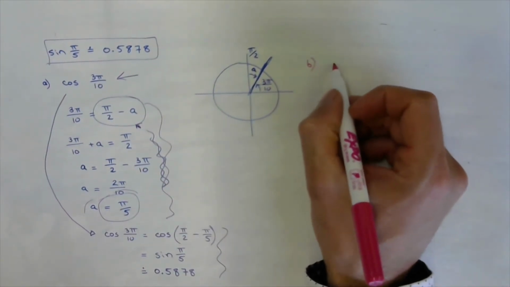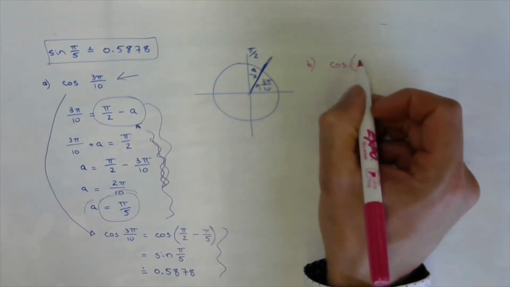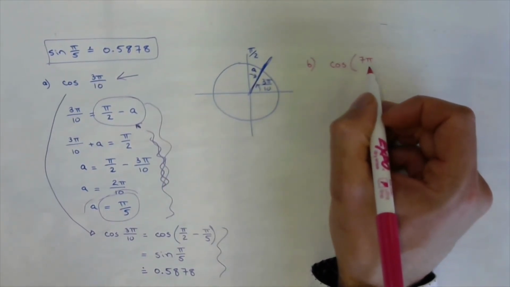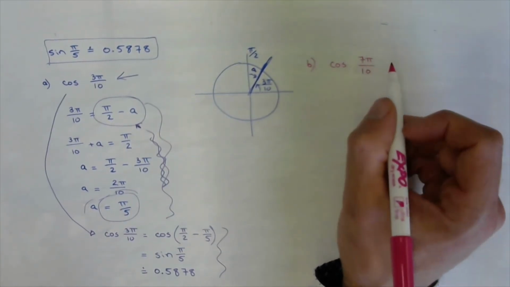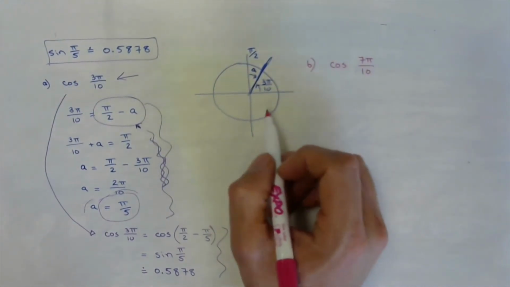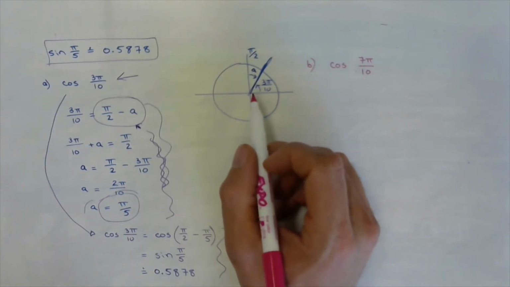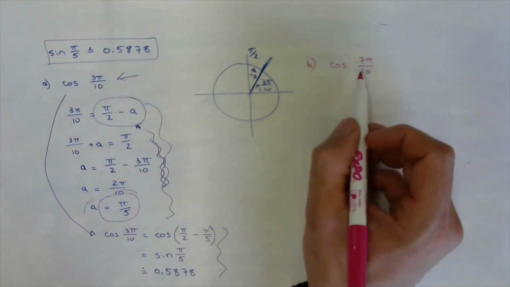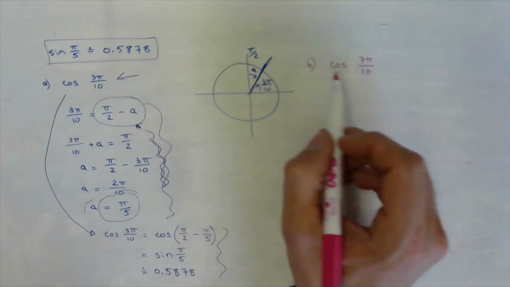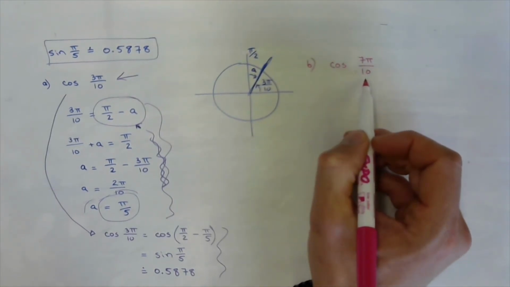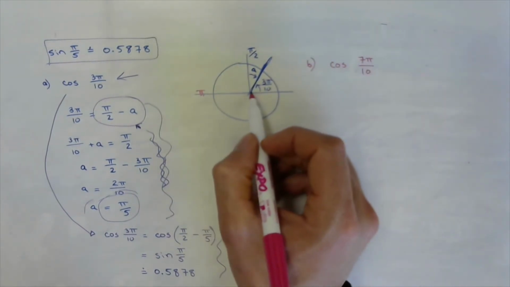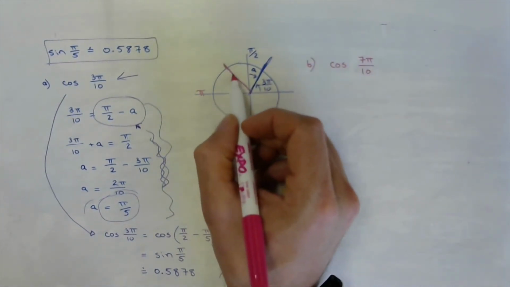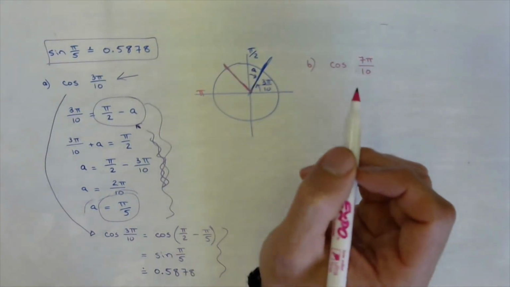This time we have the cosine of 7 pi over 10. So again, we're going to think, where is this angle of 7 pi over 10? Well, it's bigger than pi over 2, because that would be 5 pi over 10. But it's not as big as pi, because that would be 10 pi over 10, so it's somewhere over here. It's 4 pi over 10 further.